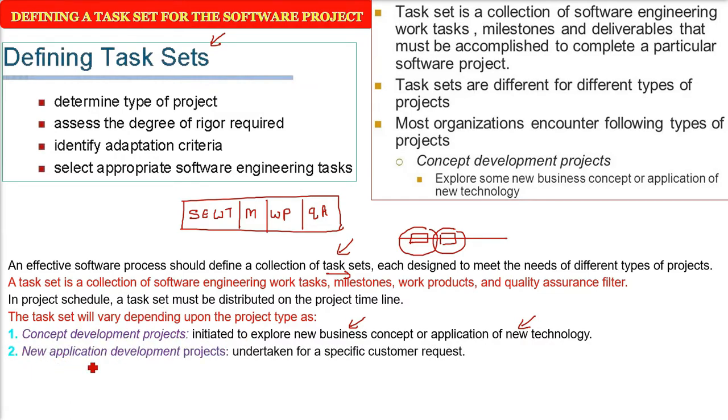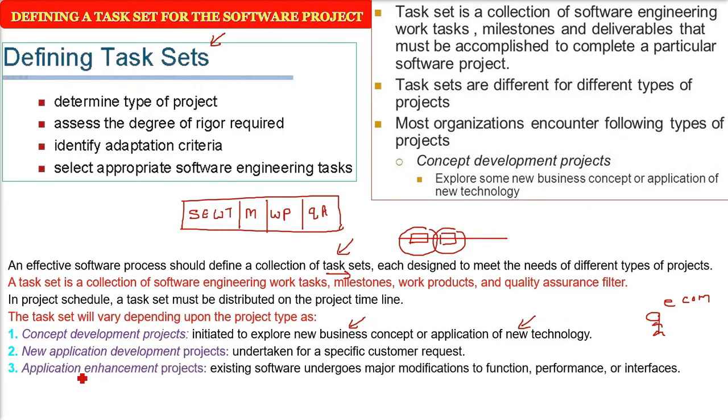The second type is new application development projects. Now customer is coming to you. He says, I want an e-commerce website. That is a new application development project, because this is a specific customer request. The another type is application enhancement projects.